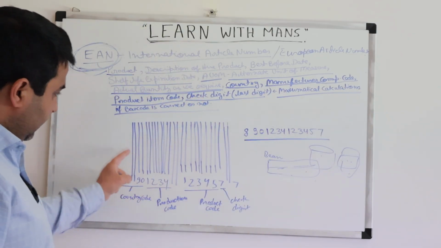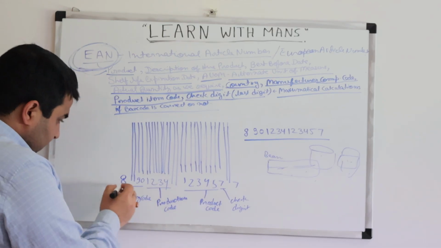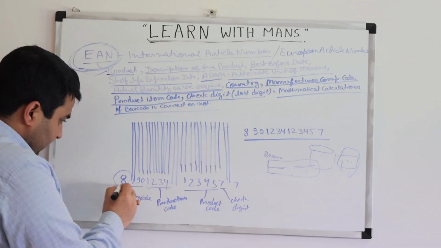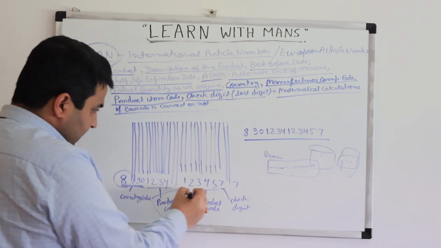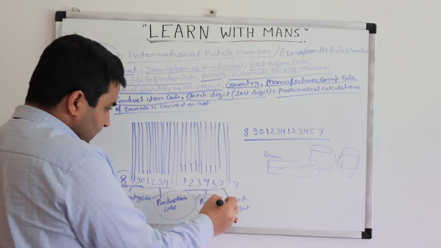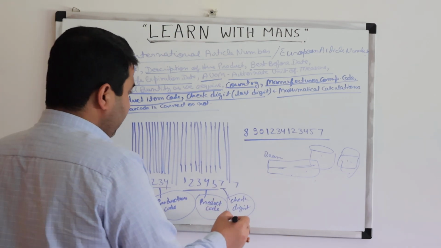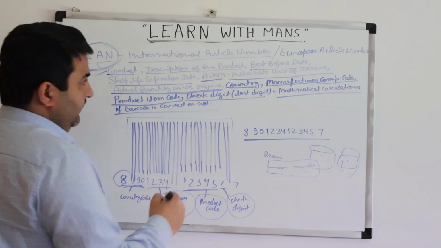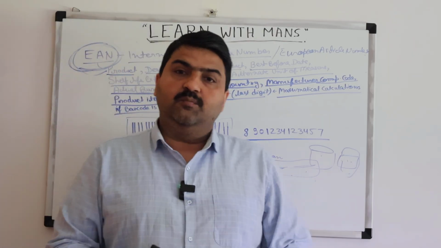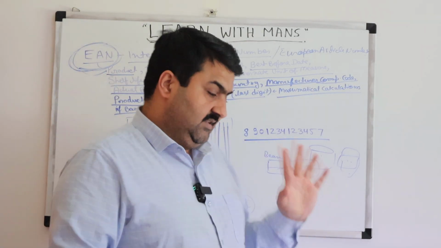So in this kind of barcode, here we have the country code, 890, this is the production code, and 12345 is the product code, then the check digit. So these are the common barcodes which we have, and they hold different kinds of properties.